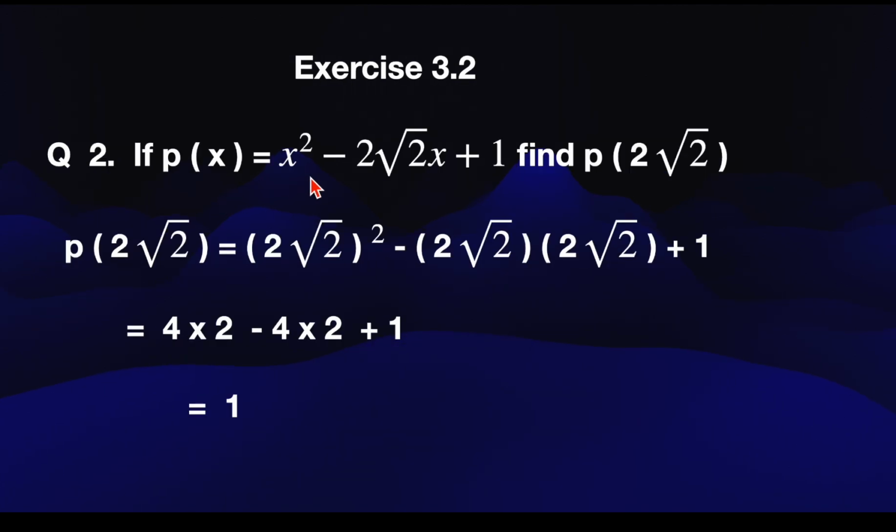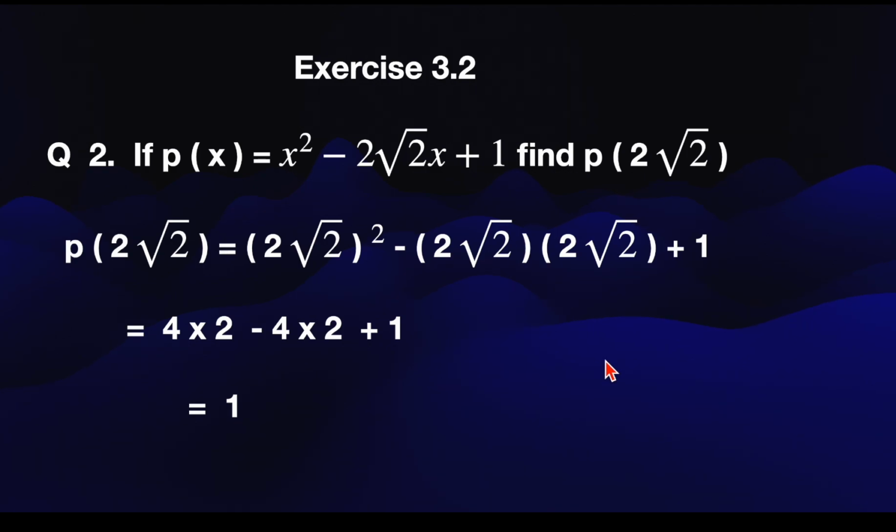If p(x) = x² - 2√2x + 1, find p(2√2). So we have to find the value of this polynomial at 2√2. Substitute x as 2√2 and write down the polynomial. So x² means (2√2)² minus 2√2 into x, so here I have multiplied it, plus 1. Now open the brackets. This becomes 2 2s are 4 into √2 squared is 2, minus 2 into 2 is 4. √2 into √2 is again 2, plus 1.